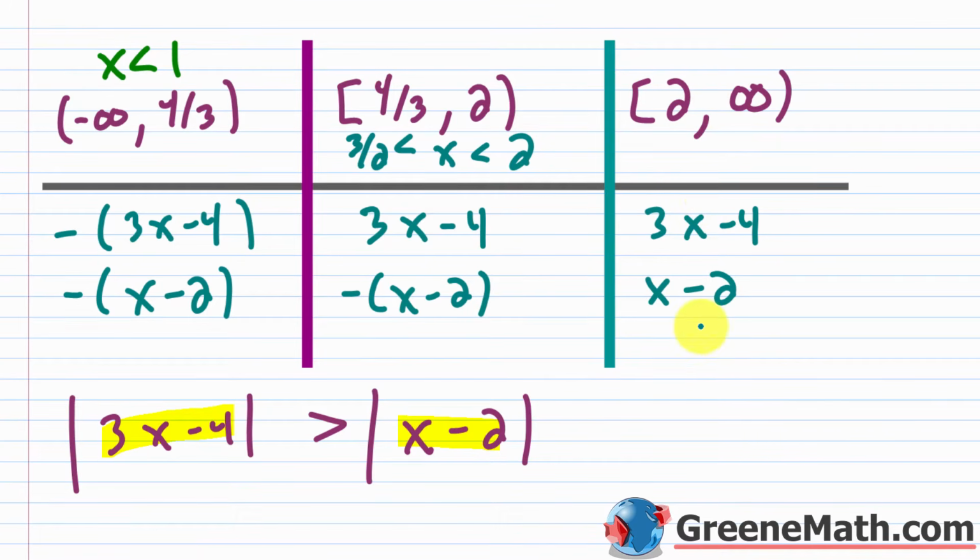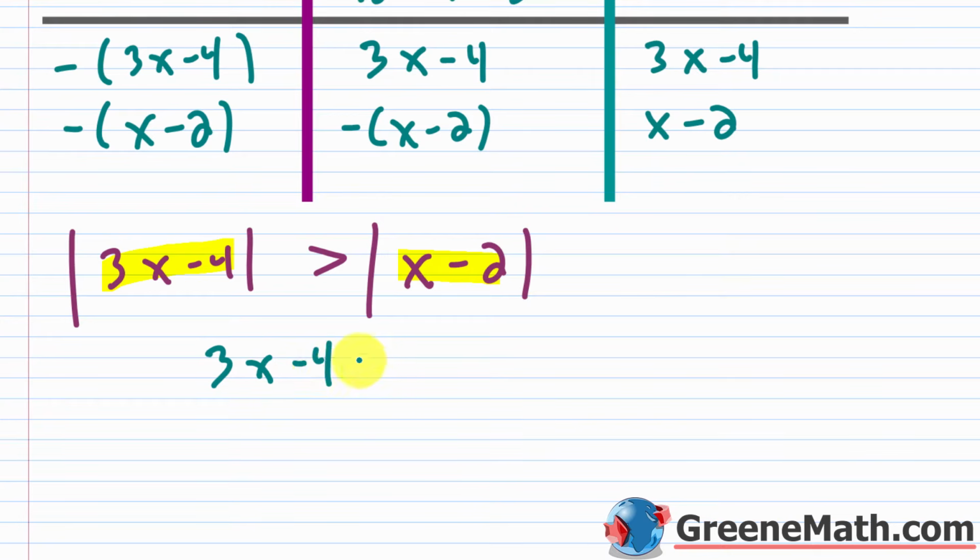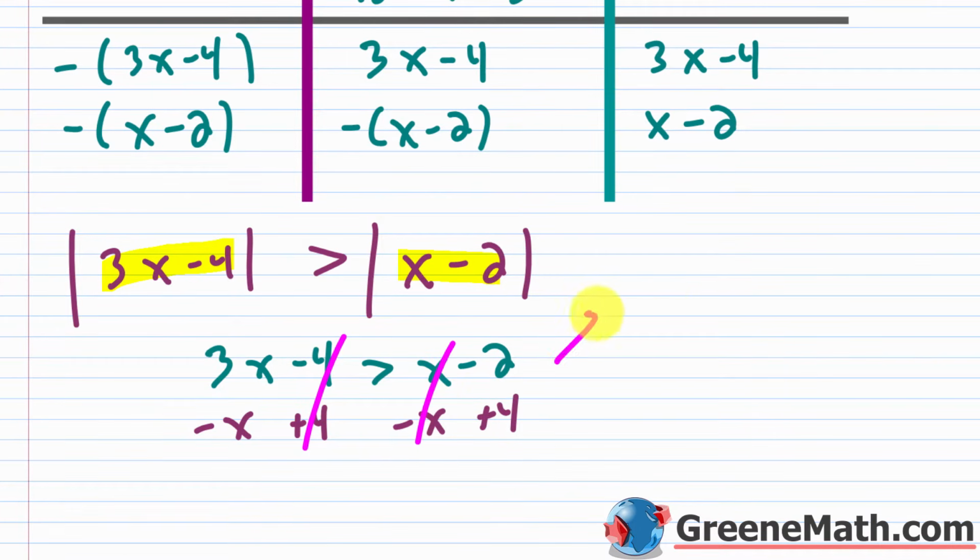Now, over here, everything is non-negative. For this one, it's 0 or some positive value. For this one, it's positive. So in each case, you can just drop the absolute value bars. So you would have 3x minus 4 is greater than x minus 2. Let's subtract x away from each side of the inequality. Let's add 4 to both sides of the inequality. Let's cancel this and cancel this. And we'll say that 3x minus x is 2x. And this is greater than -2 plus 4, which is going to be 2. Let's divide both sides of the inequality by 2. We'll cancel this and say x is greater than 2 over 2, which is 1.